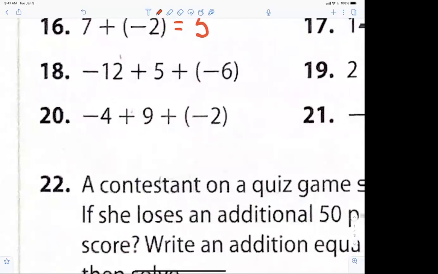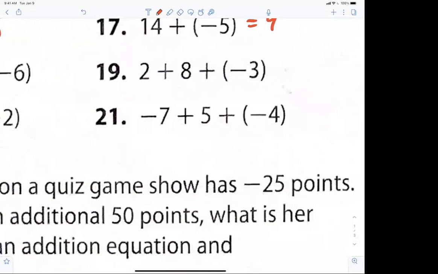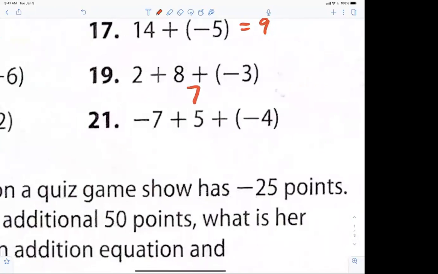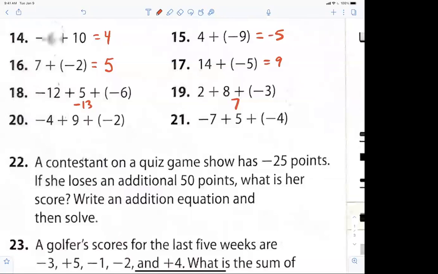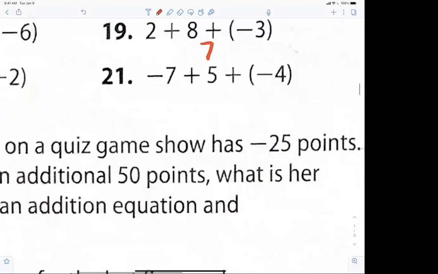Number 18. Yay, good job, kiddo. -13. Very good. Okay. Number 19. 7. Yes, sir. 7. Thank you. All right. 20. 3. I like it. 3.